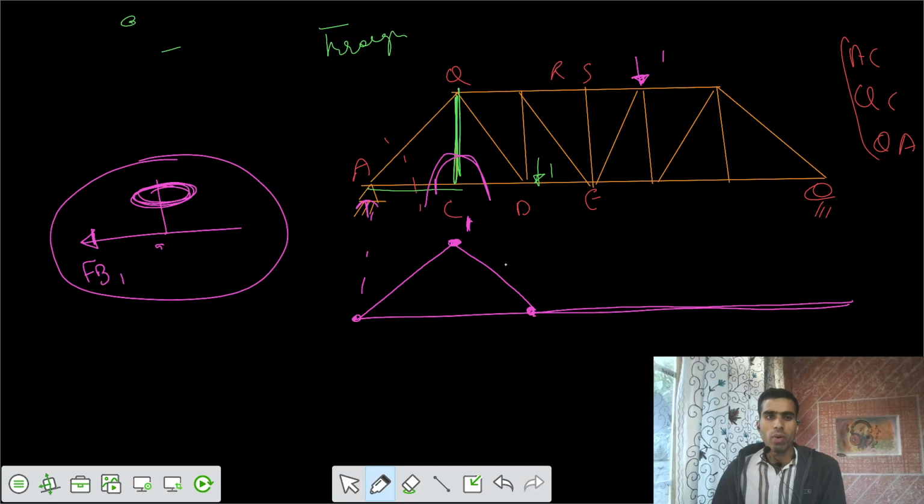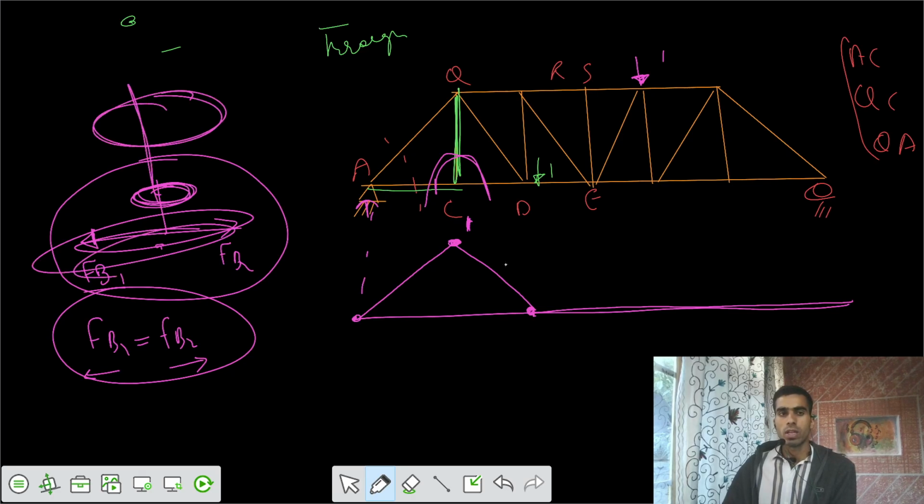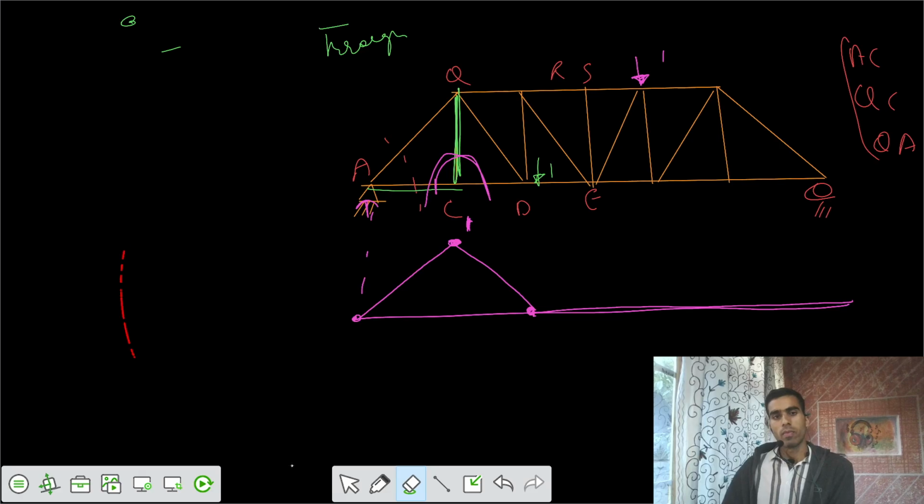But maybe there might be some forces, FB1 equals FB2, like this one is in this direction and this one is in the opposite direction. We don't care about the horizontal, but we care about the vertical, because there is no other force and we have only one vertical member, so this should be 0. This should be 0 for all other loads, if the load was anywhere here. We are talking about the through type. So this is the variation that has a maximum of 1 positive. This is for the member QC.